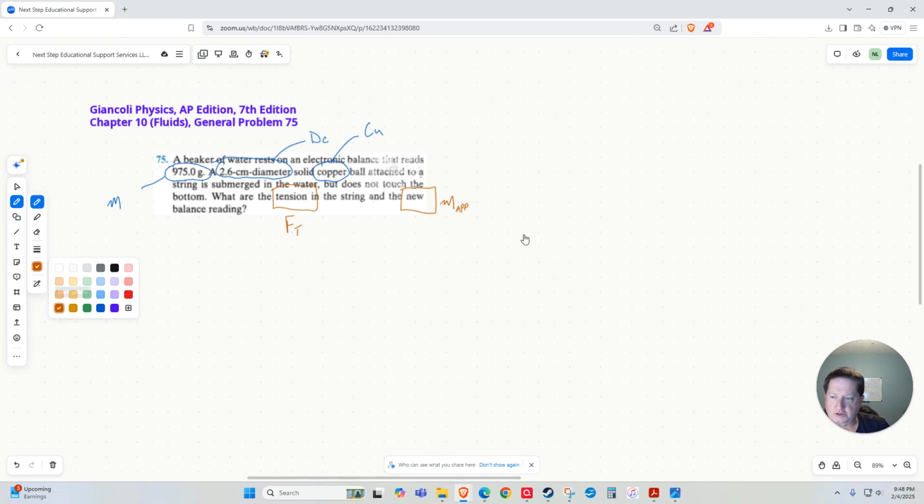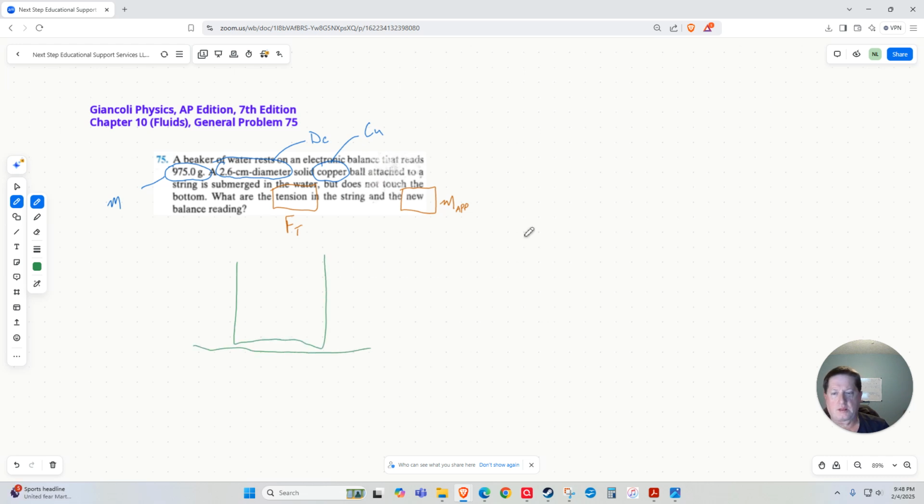Now to help sort out a picture here, let's go and draw a beaker. The beaker's sitting on a balance here. Got water in it. Now what's happening is we're submerging this copper into the beaker. And normally when we do these sorts of problems, we're talking about the tension in the cable, the apparent mass of the object that's submerged, the densities here. The somewhat different question here is about the new balance reading.